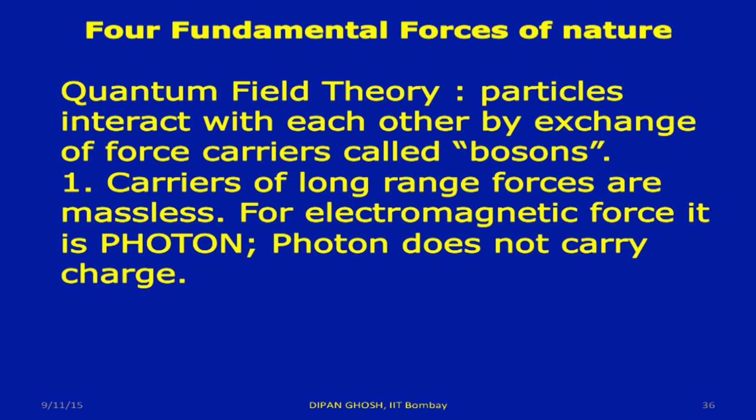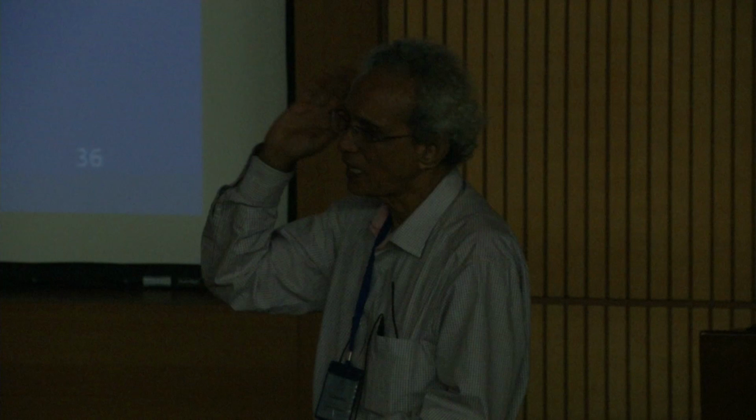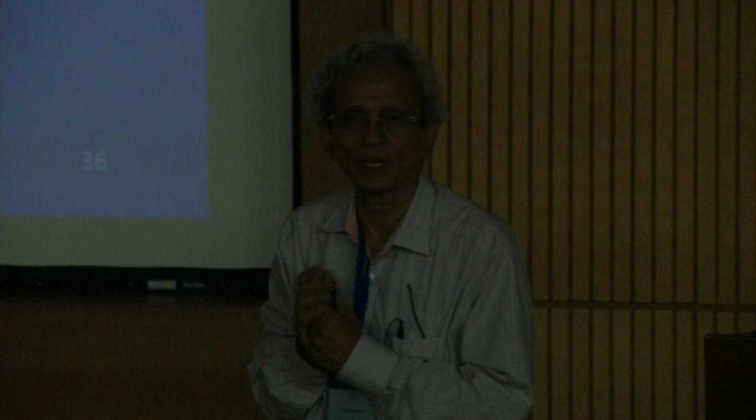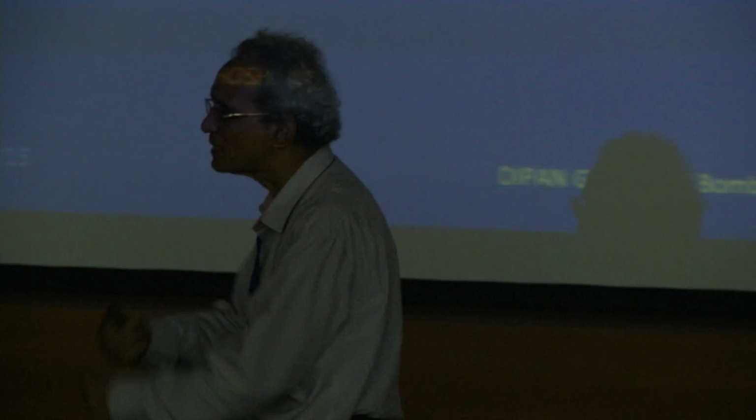In the modern theory, we say that particles interact with each other by exchanging things. It turns out these things which they exchange are bosons. As you know, all particles can be divided into two categories, the fermions and the bosons. So the particles exchange bosons, and because they keep on exchanging, they're in some sense bound. Imagine I am throwing you a ball, you are returning it back, I am throwing a ball, you are returning it back. It turns out the carriers of long-range forces are massless. The electromagnetic force carrier is the photon, and photon doesn't carry any charge. So the two charges are interacting because they are continuously exchanging photons.